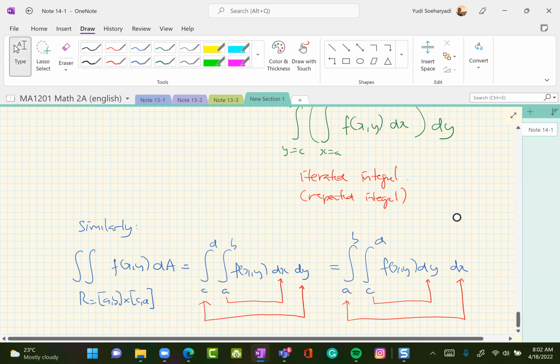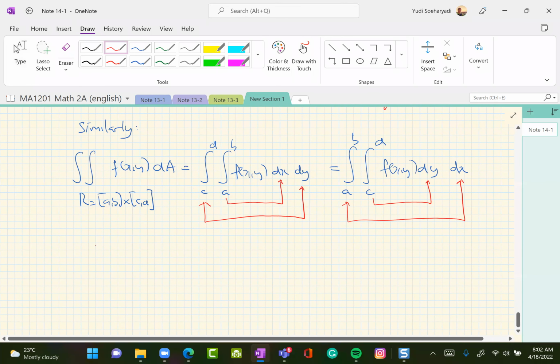So the conclusion is that the iterated integral is the way to compute the double integral. Okay, so you see you can do both ways. You can integrate x first, or integrate y first. Doesn't matter. Okay, any questions?